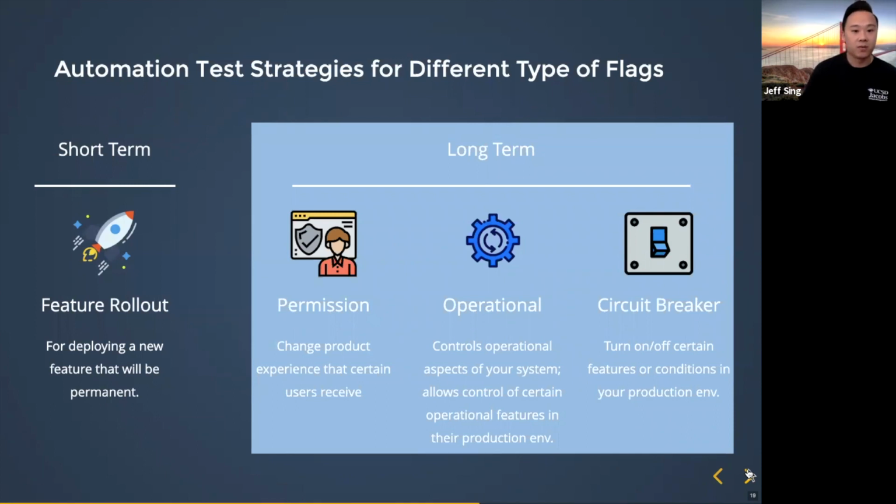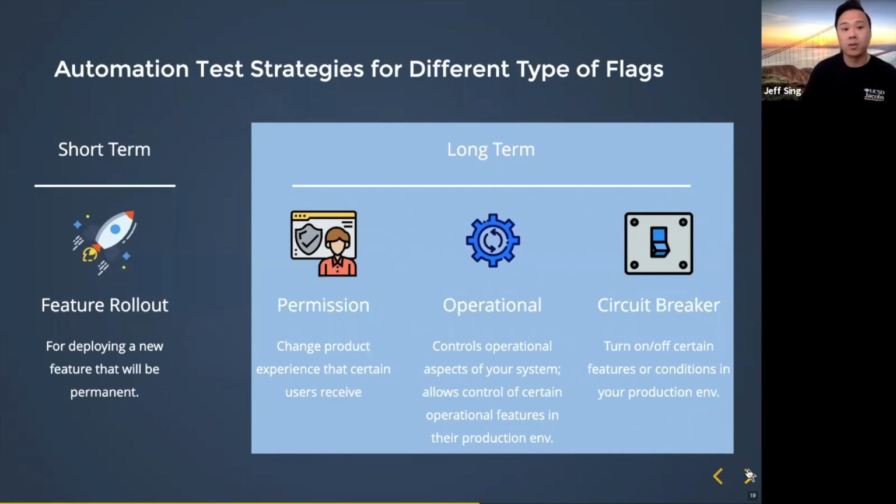A permission feature flag is a feature flag that changes the product experience based on certain users. For example, we have tiers, right? We're a software as a service, so customers that pay us in a higher tier get access to more features. Customers that pay us in a lower tier get access to fewer features.